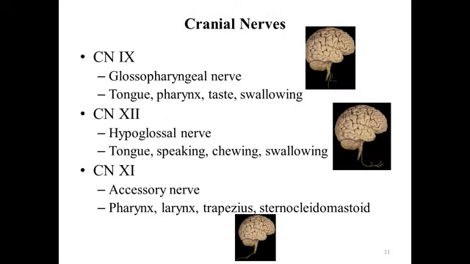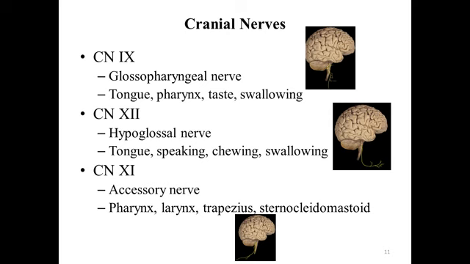Like cranial nerve 7, cranial nerve 9, the glossopharyngeal nerve, detects taste. Glosso means tongue, and pharynx means pharynx or throat. So the name of this nerve tells you what it does. The pharynx is involved in swallowing. Cranial nerve 12 also moves the tongue, but is not involved in taste. You move your tongue to speak, chew, and swallow.